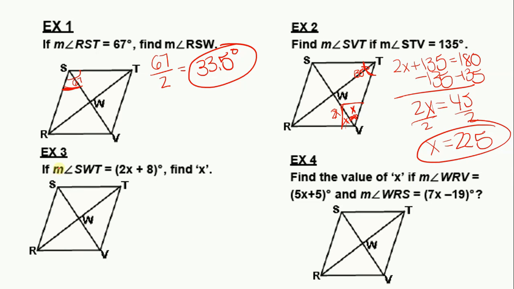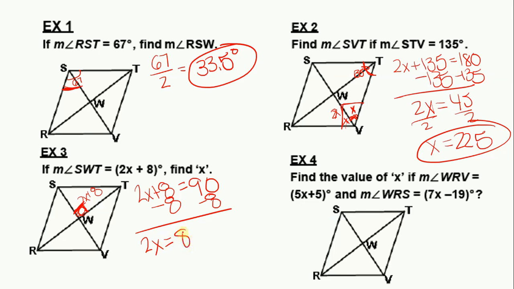Let's try another one. Measure of angle SWT, this guy right here, is 2x plus 8. Find x. Well, that's maddeningly unhelpful, but I do know that diagonals are perpendicular, right? We talked about that, how this is a 90-degree angle. So I know that 2x plus 8 has to equal 90. So let's go ahead and solve. Subtract 8. So I get 82. Divide by 2. X is 41.